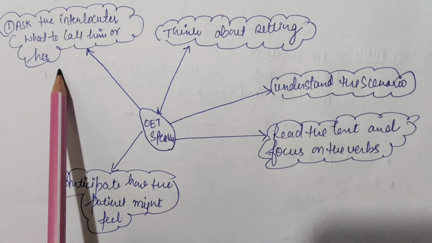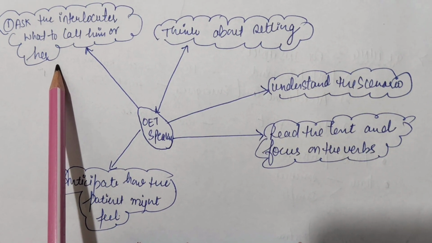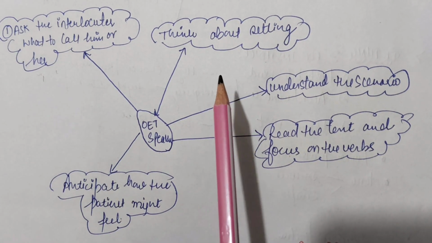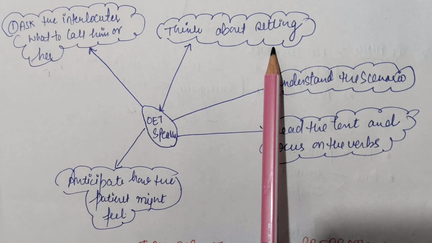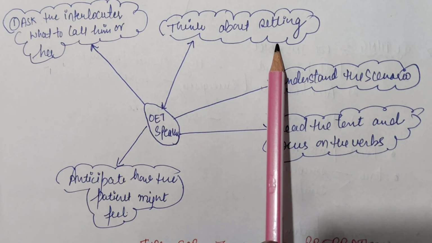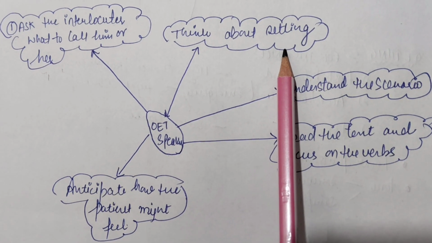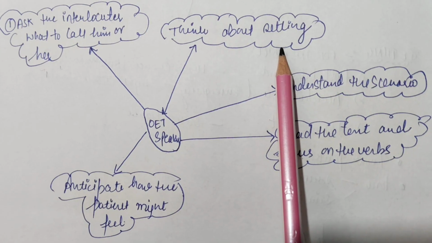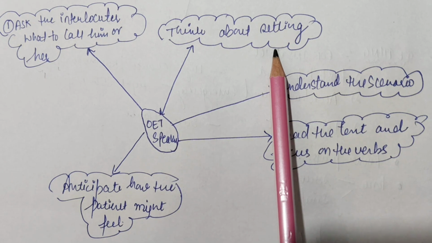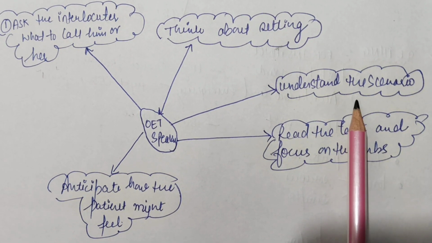It is a very important point while doing role play in OET speaking, especially at the time of the exam. Next is think about setting. As I already told you, setting is very important. With the help of setting, we can find out which type of role play it is, a known case or unknown case. We can also construct our self introduction. Next is understand the scenario.